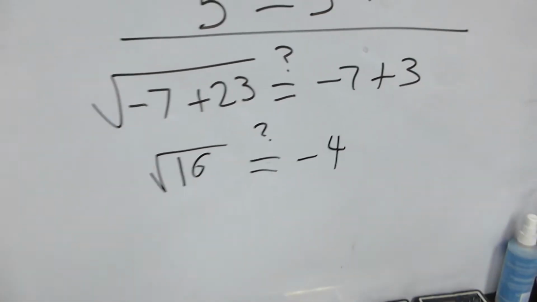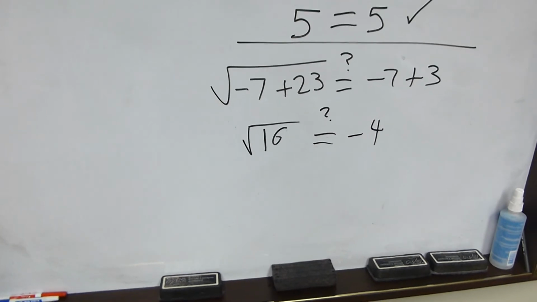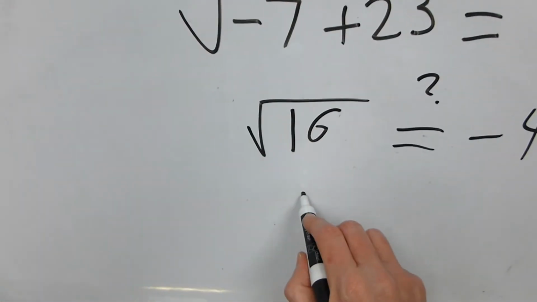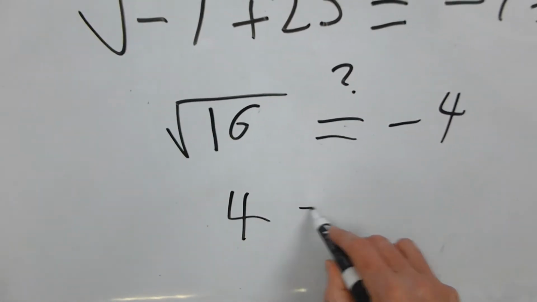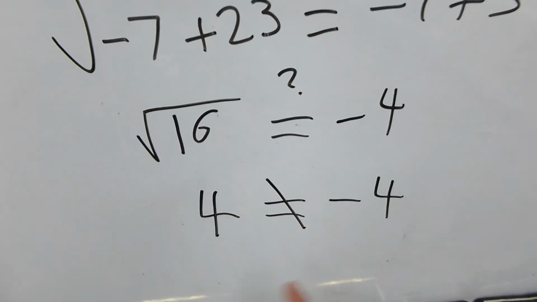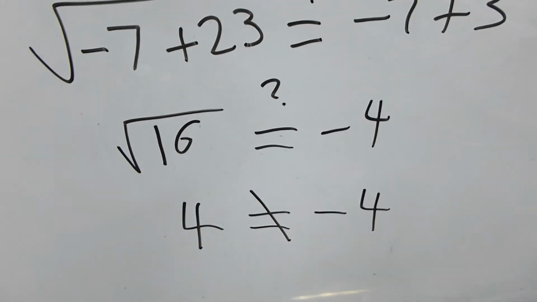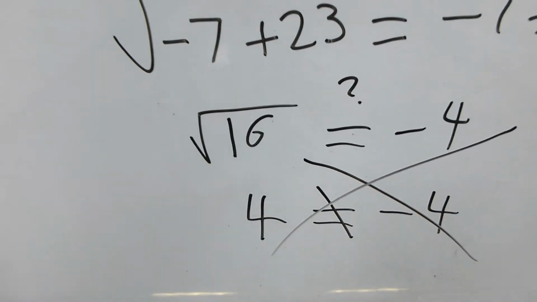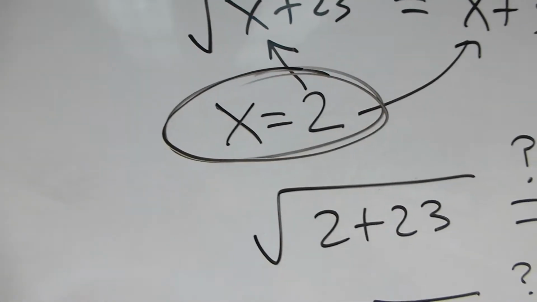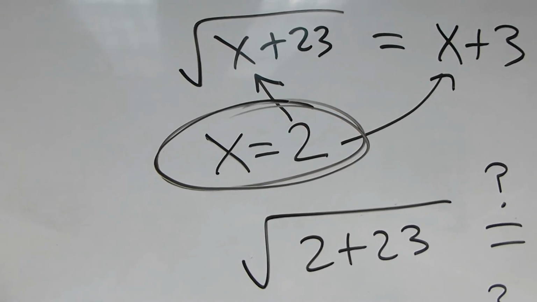Oh, the square root of 16 is 4. Oh, wait. It is 4. It's not negative 4. Square root of 16 is 4, which does not equal negative 4. So it gave us the wrong sign, is what happened there. Okay? No good. So the negative 7 does not work. So the only valid answer is 2.